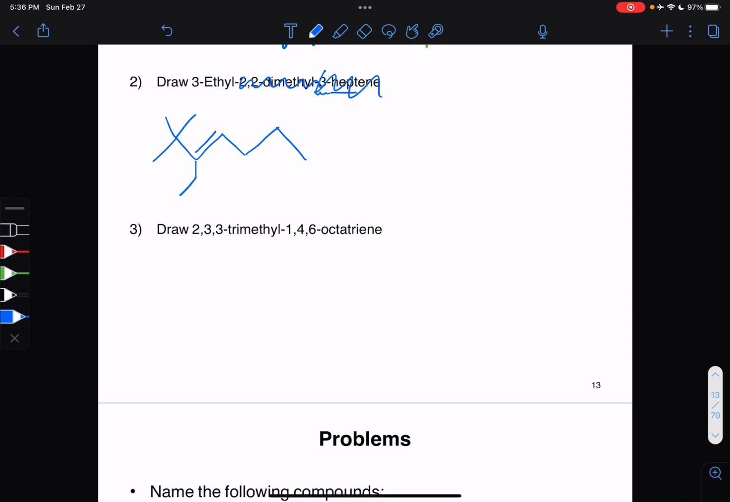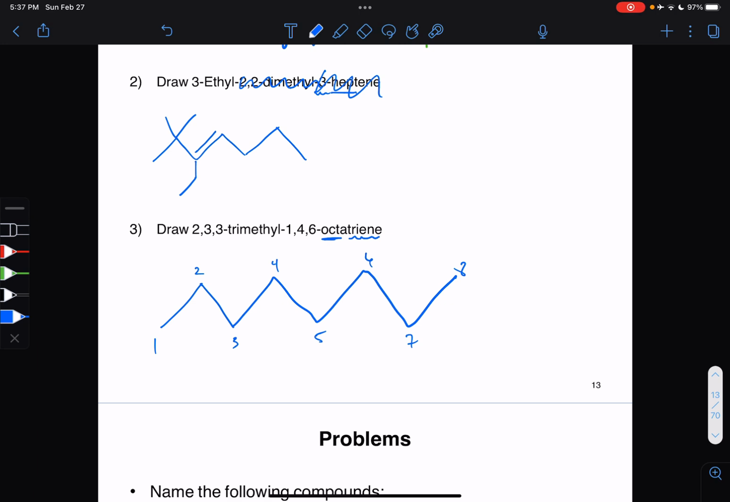Okay, let's draw 2,3,3-trimethyl, 1,4,6 octatriene. So how long is our longest continuous carbon chain? Well, oct right there tells you it's how many? That it's 8. So let's go ahead and draw this. 1, 2, 3, 4, 5, 6, 7, 8. And then the rest of the name, triene, tells you that you've got 3 double bonds.